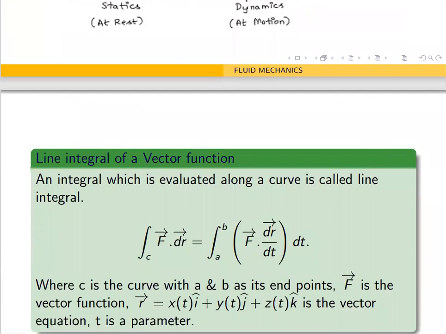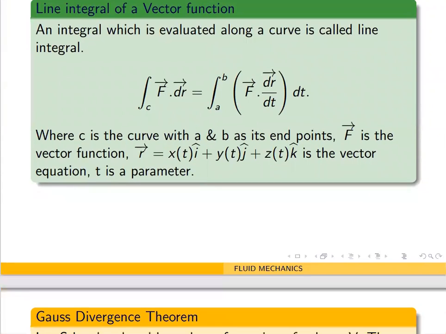Let us see what is line integral of a vector function. We need all these things to study fluid mechanics. What is a line integral? An integral which is evaluated along a curve is called a line integral. And that is equal to the integral, with two limits, upper limit and lower limit, of F dot dr by dt dt, where r is the position vector and F is the vector function, C is the curve, a and b are its endpoints. So this is the definition of the line integral, where t is a parameter.